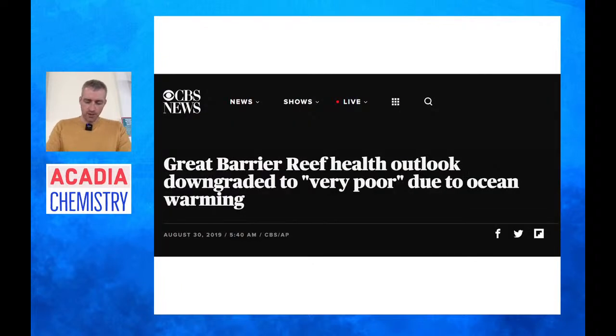Great Barrier Reef health outlook downgraded to very poor due to ocean warming. This is from, not last August, I guess, 2 Augusts ago. But this is another expected consequence.